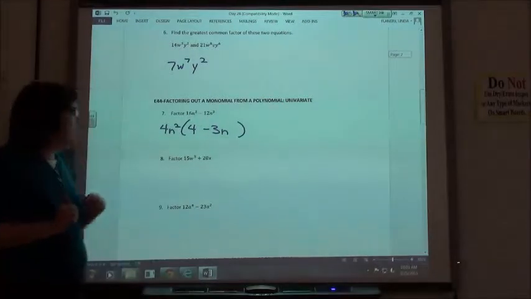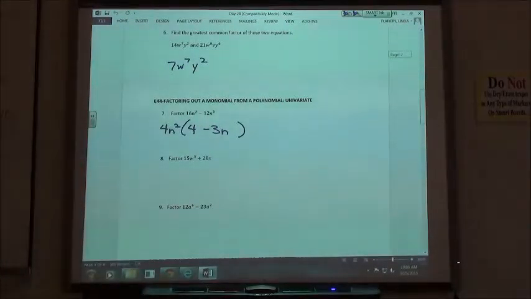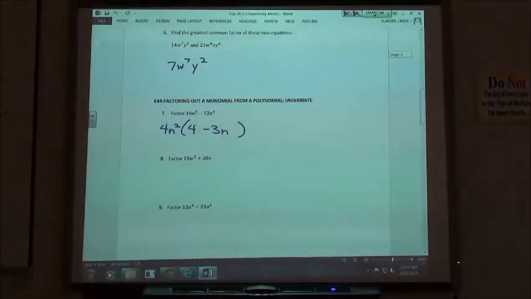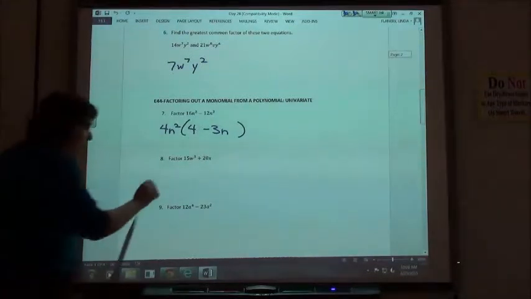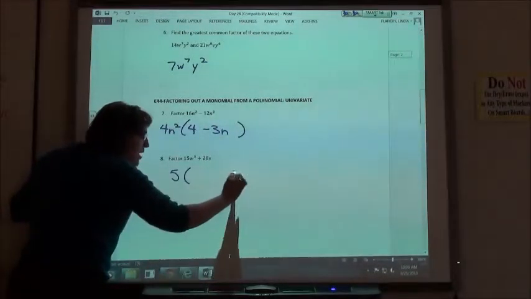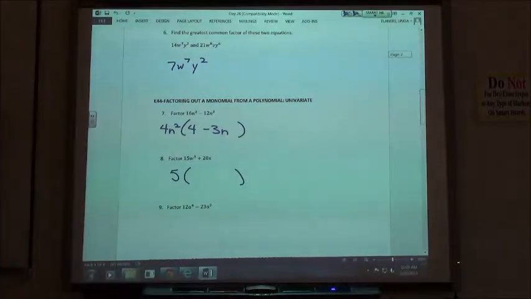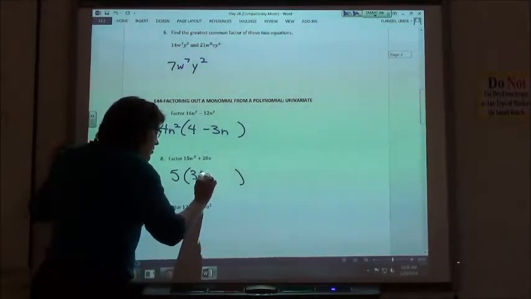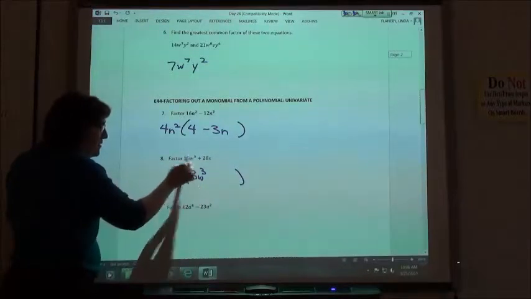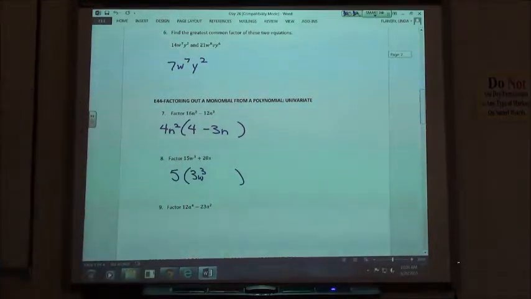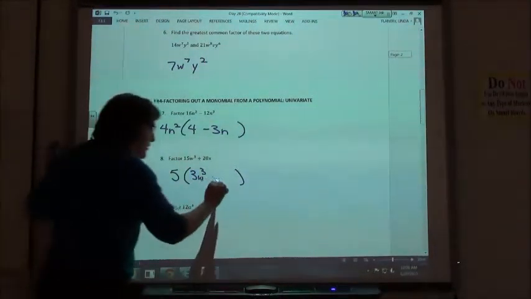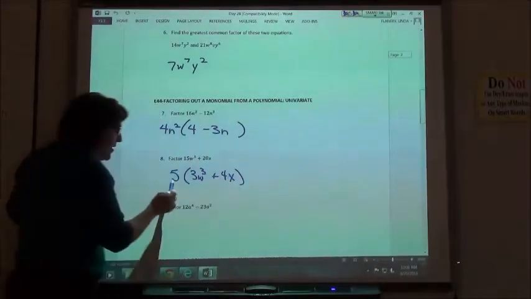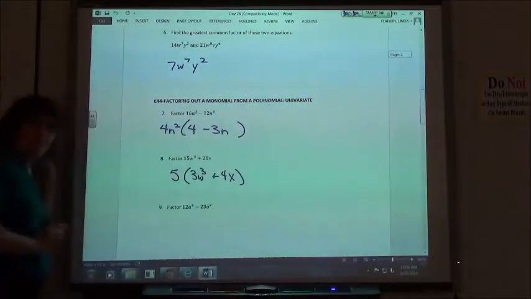If I'm going to factor 15w to the third plus 20x, my greatest common factor there is just a 5. They don't have any variable that's in common, so all I'm going to do there is divide each of those terms by 5. 15w to the third divided by 5 would be 3w to the third, so that this times this gives me that. And 20x divided by 5 is a positive 4x. So that this times this gives me this, which it does.